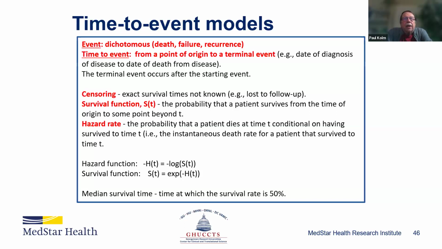The survival function is the probability that a patient survives from the time of origin to some point beyond a given time. The hazard rate is the probability that a patient dies at time t, conditional on having survived to that particular time. The hazard function and the survival function are related, so if you know one, you can calculate the other. Another concept you will often see in time to event models is the median survival time, the time at which the survival rate is 50%.